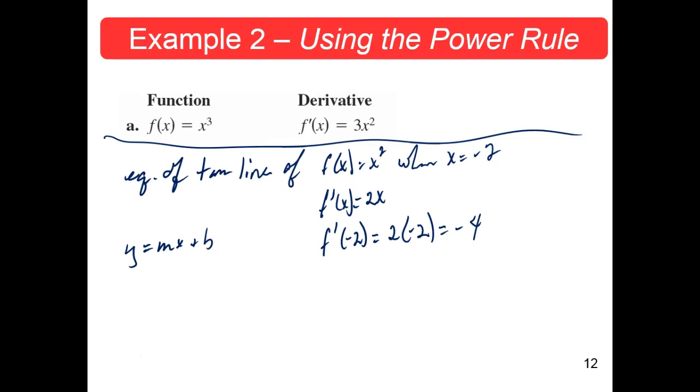So that gives you part of what you need, but it doesn't give you all of what you need. But we can plug that in. Y is equal to -4x plus b, because the derivative tells you the slope at that point. But that isn't fully an equation of a tangent line until you know what b is. Now, how can we figure out what b is?